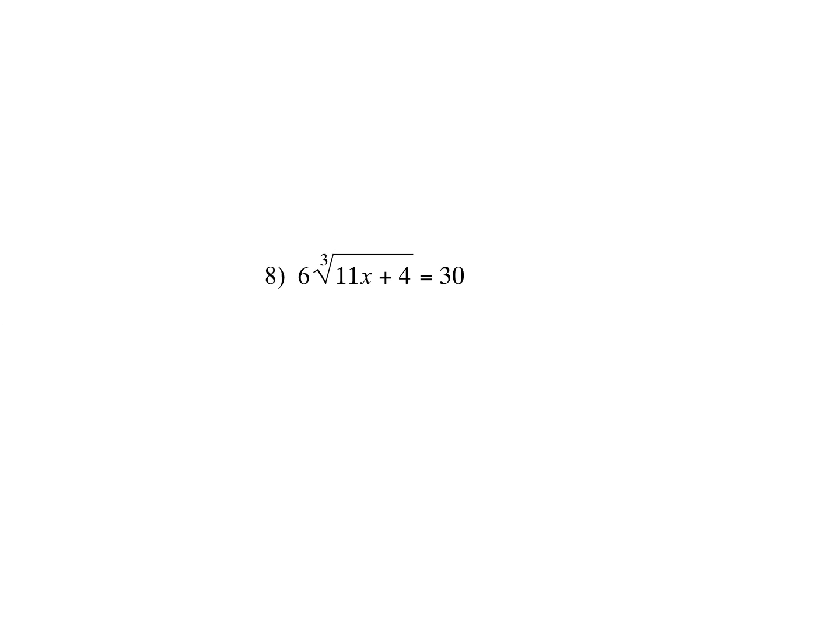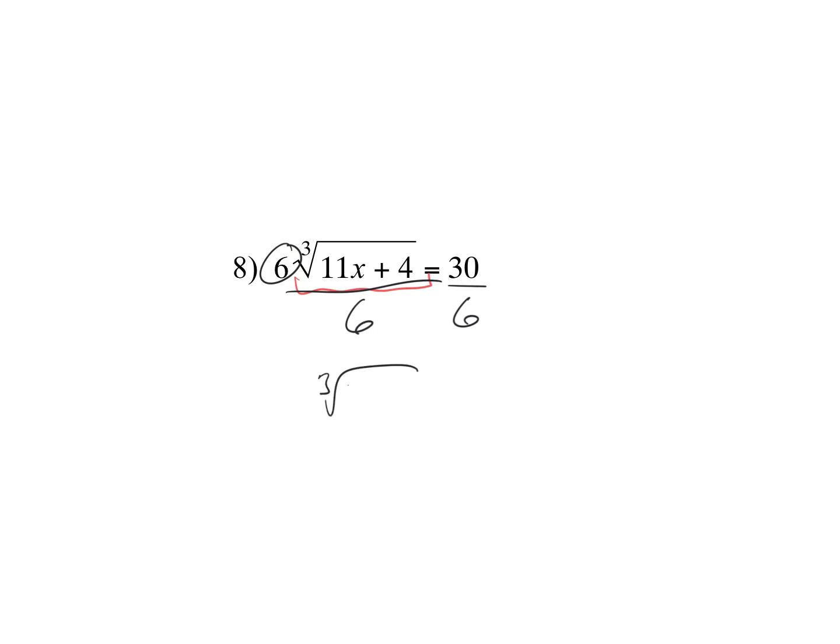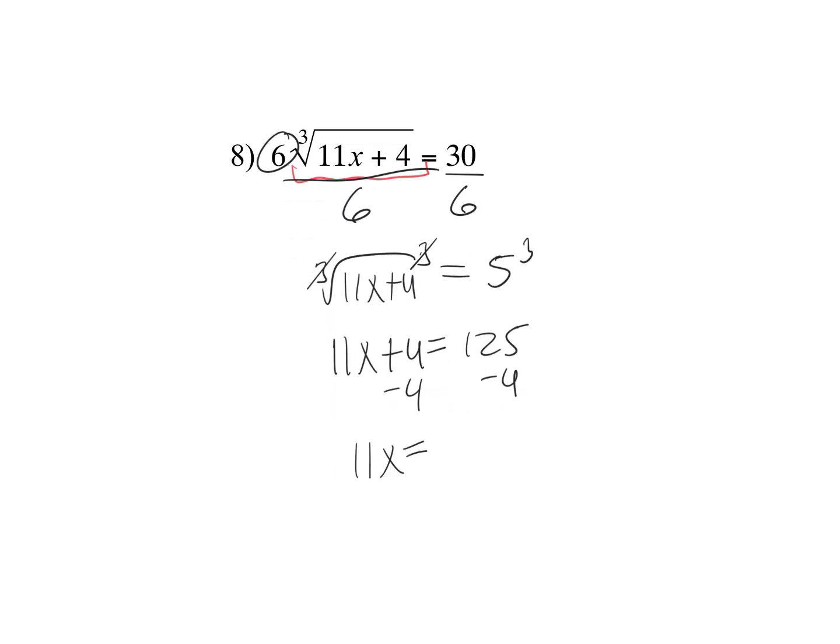And then over here, getting rid of whatever's in front of our radical, I need the radical part completely by itself. So I'm going to divide by whatever's in front, which is 6. Let's divide by 6 on both sides. So I get the cube root of 11x plus 4 equals 5. And then I can raise both sides to the third power. The cube root and the cube cancel out. 11x plus 4 equals 125. Subtract 4 on both sides, and I get 11x is 121. Divide by 11, and I get x is 11.